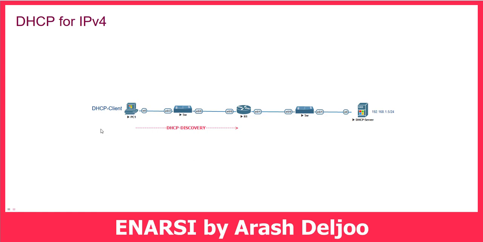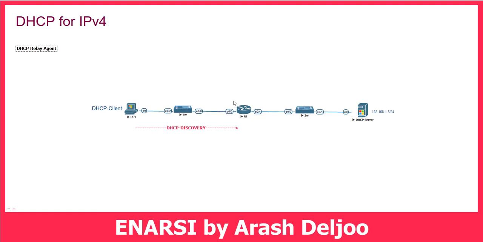Here we need to use one special feature. We call it DHCP relay agent. Let me write here DHCP relay agent. The router should help, for example, PCs in other networks to get an IP address.